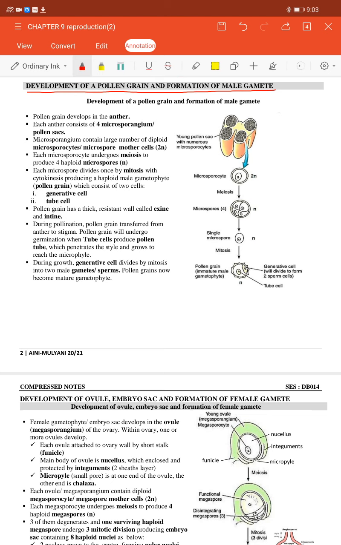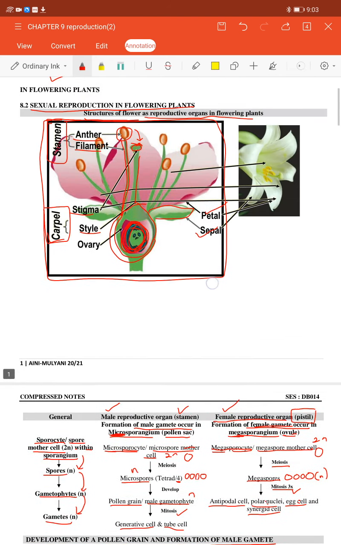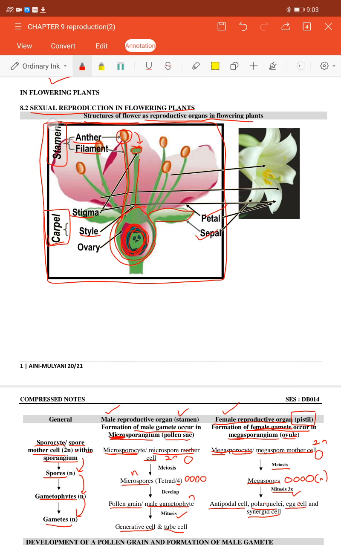Okay, so pollen grain develops in anther. So, anther ini adalah structure for the male. Okay, kalau kamu ingat the previous video, mana lokasi anther tu adalah di sini lah. So, stamen is consist of anther and filament. So, anther is yang atas-atas ini.